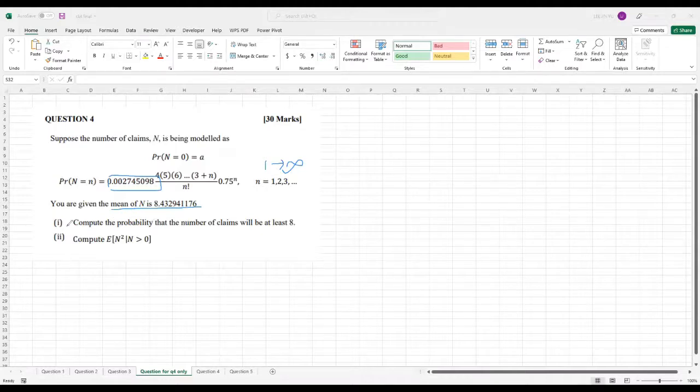Compute the probability for two requirements. The first requirement: we compute the probability that the number of claims is at least 8, so this is 8 to infinity. The next is the expected value of N squared given N is bigger than 0. We'll discuss this later. I'll clear my annotation and go straight into my solution.